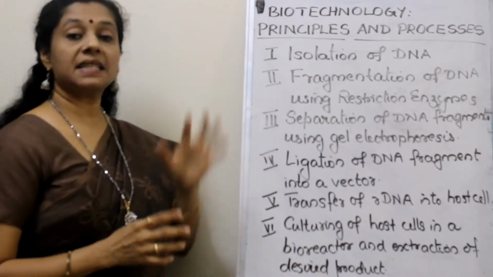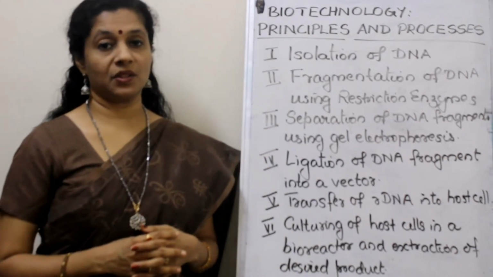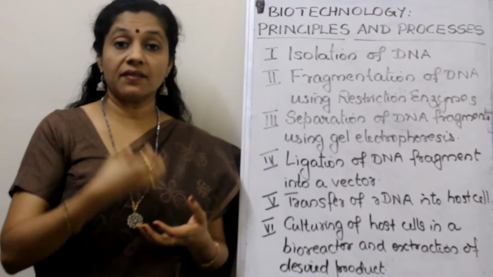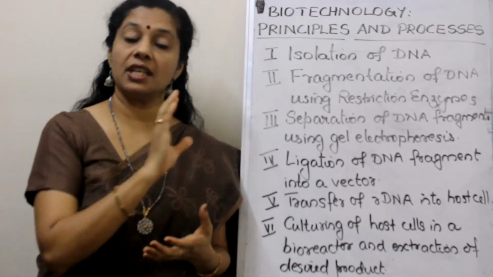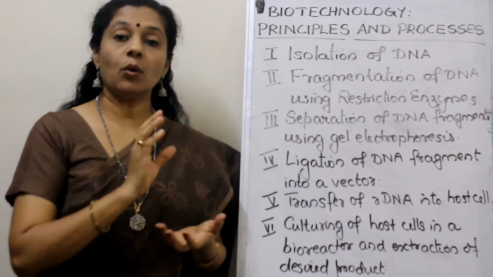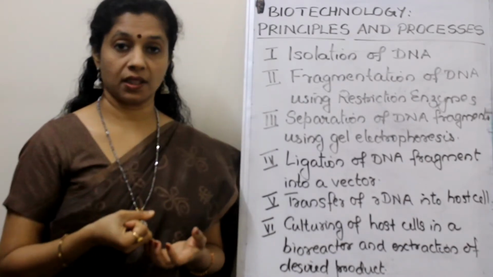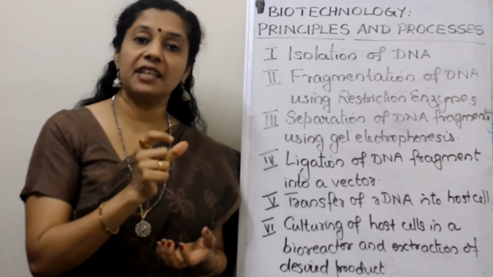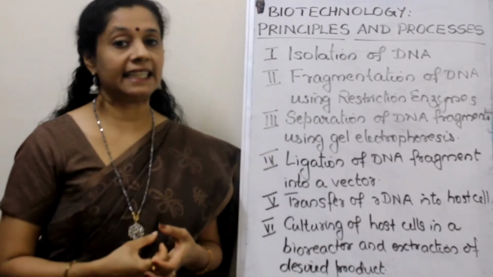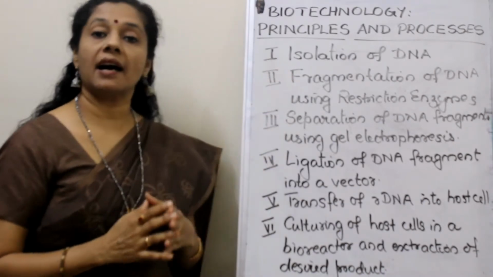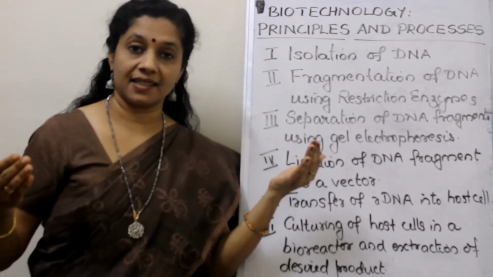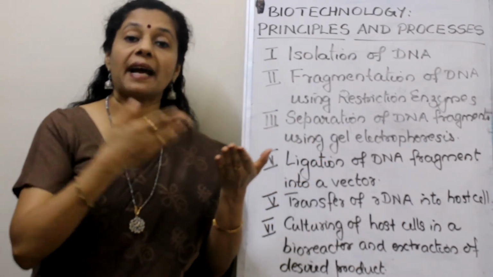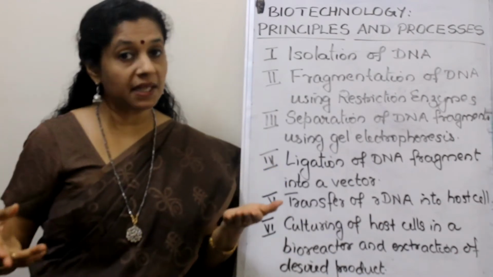The first step is isolation of DNA. So the gene of interest, whichever gene we want to transfer, first we will be identifying that gene in a particular cell. Now we have to isolate that gene out. We know gene is a part of DNA, so we have to isolate that DNA. So that's the first step of rDNA technology. Once we get the DNA, it's a long strand, so we need to fragment it or cut it into different pieces.